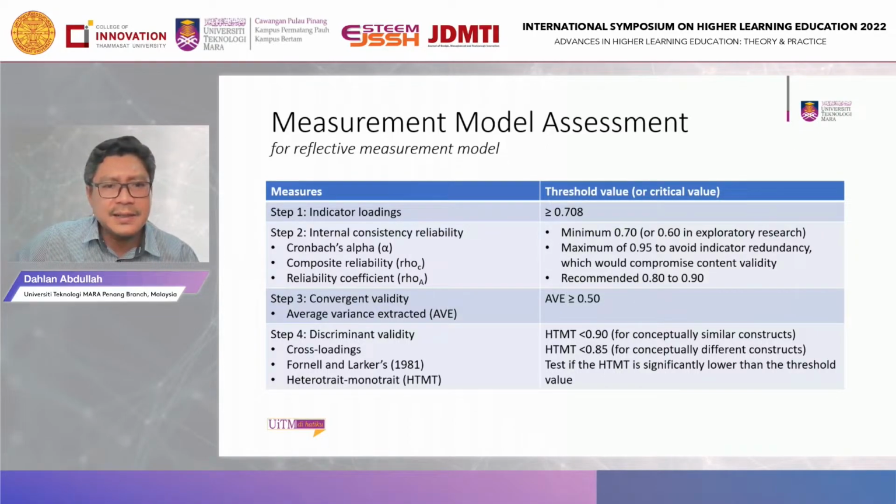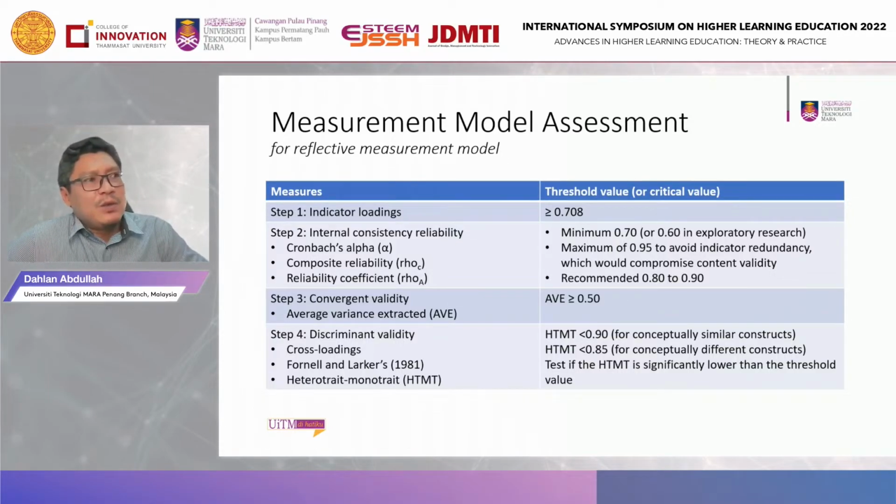And then the second step here is to look at the reliability. Reliability means, for example, like when we use a thermometer just now, I told you, we agree already that a thermometer is a valid instrument to measure body temperature.